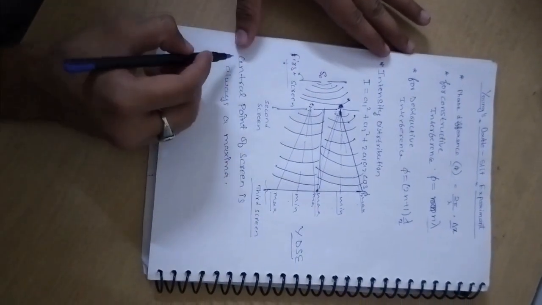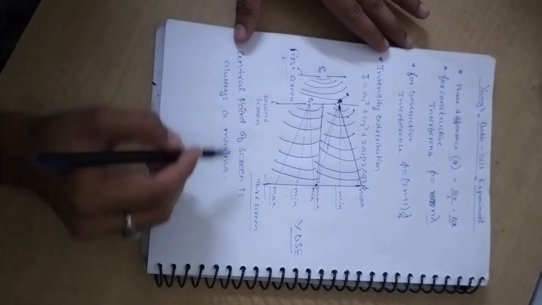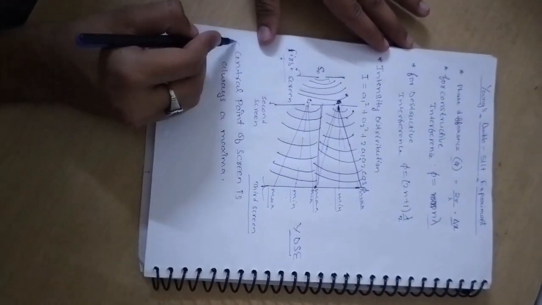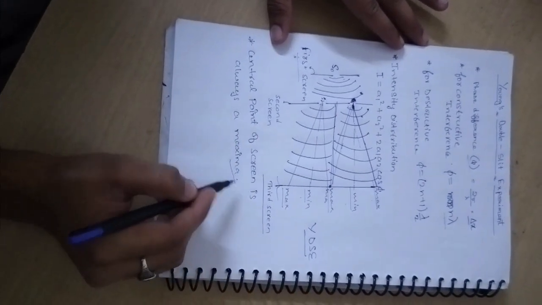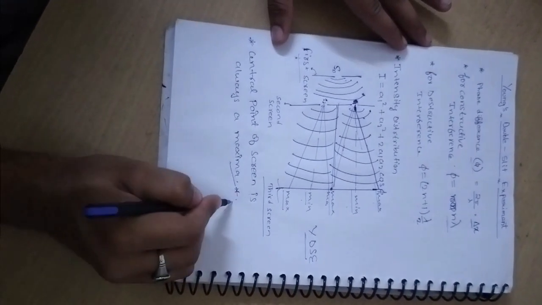And the central point of the screen is always a maxima. You have to understand this, that the central point of the screen is always maxima. Remember this point, this is very important.